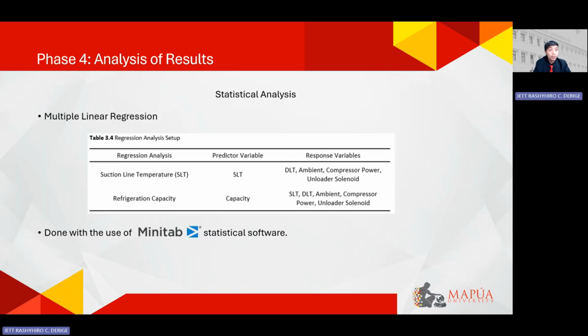Next, also we would be analyzing the extracted data through statistical analysis. So using multiple linear regression, we have two regression analyses that are conducted on the study. The predictor variables would be SLT, and another one would be capacity, and the response variables are shown on the table as you may see on the screen. So the method for multiple linear regression was conducted in the Minitab statistical software.